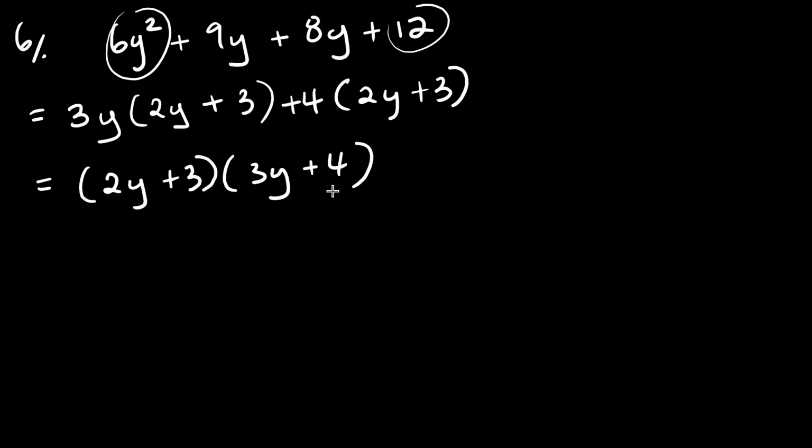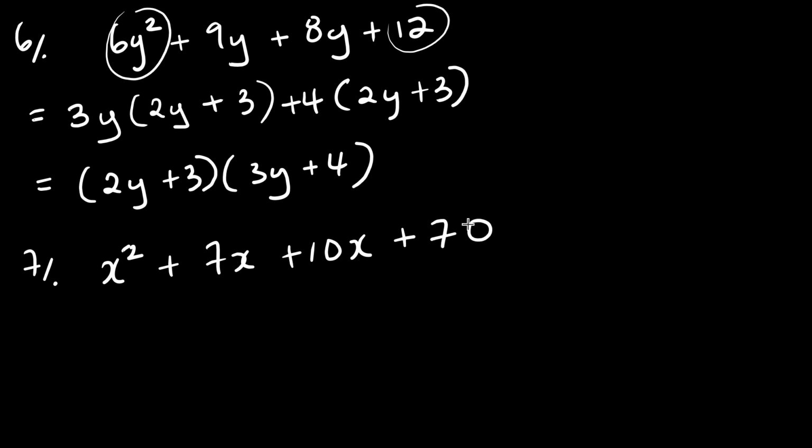I think maybe one more. I feel like we need one more under our belt for comfort, right? Again, this is number 7 for us. It's x squared plus 7x plus 10x plus 70.